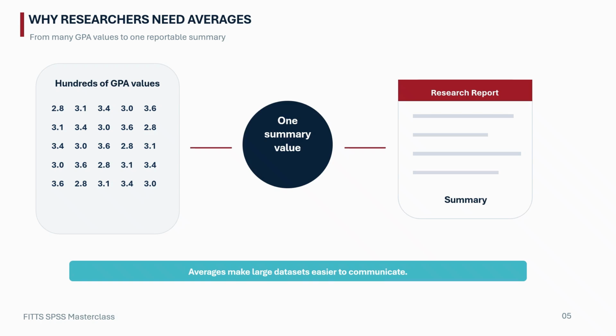Large datasets often contain hundreds or even thousands of individual values. Listing every single number in a research report wouldn't help readers understand the findings. Instead, researchers summarize information using descriptive statistics. Measures of central tendency allow us to take a large collection of observations and represent them with a value that reflects the center of the data.